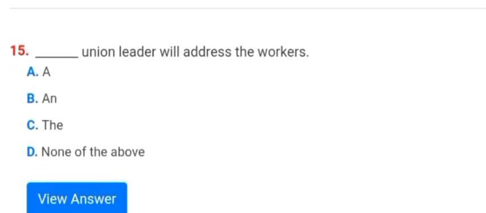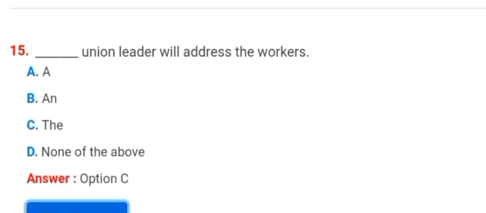Question number 15. This union leader will address the workers. A: a, B: an, C: the, D: none of the above. Correct answer: C. The union leader will address the workers.